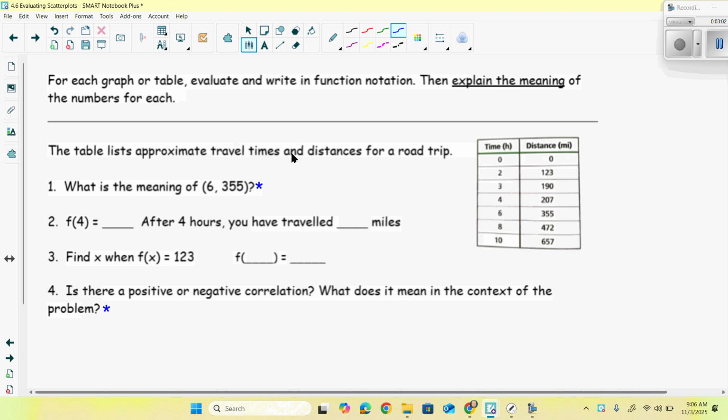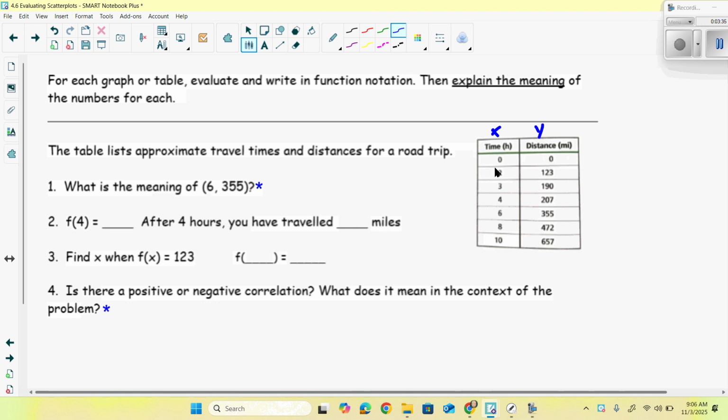So the table lists approximate travel times and distance. And just to take a quick moment, again, as x increases, and you might even ask yourself, how do I know which is the independent or dependent variable? Typically, the independent variable is the left column, the dependent's the right. But you can ask yourself, does the time depend on the distance, or does the distance depend on how long we've been traveling? So we're going to work with, this is our x, or input, and this is our y, or output.